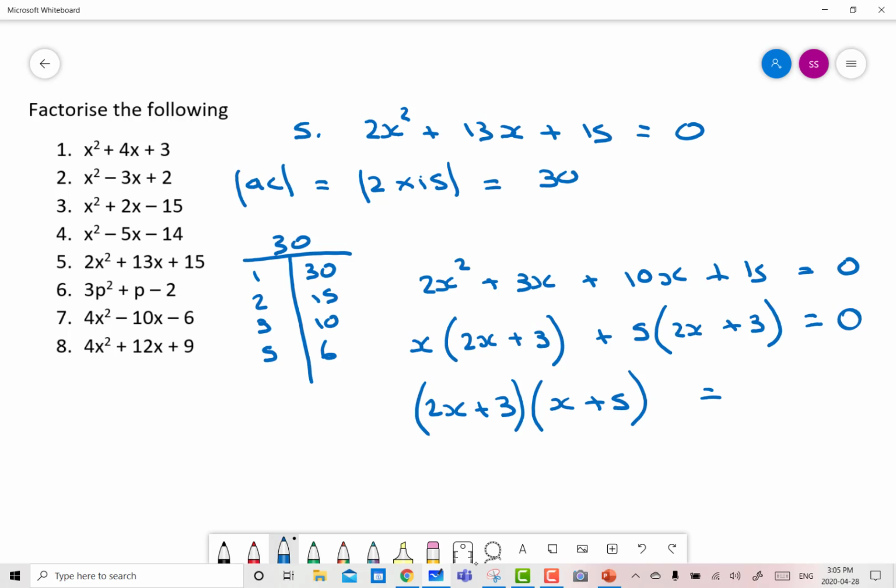So my solution then to this is going to be 2x plus 3 equals 0. So 2x is equal to minus 3. So x is equal to minus 3 over 2 for my one solution. So negative 3 over 2. And then the other one, of course, is a bit easier to do in your head, and that one's just negative 5. So there are two answers to question 5.